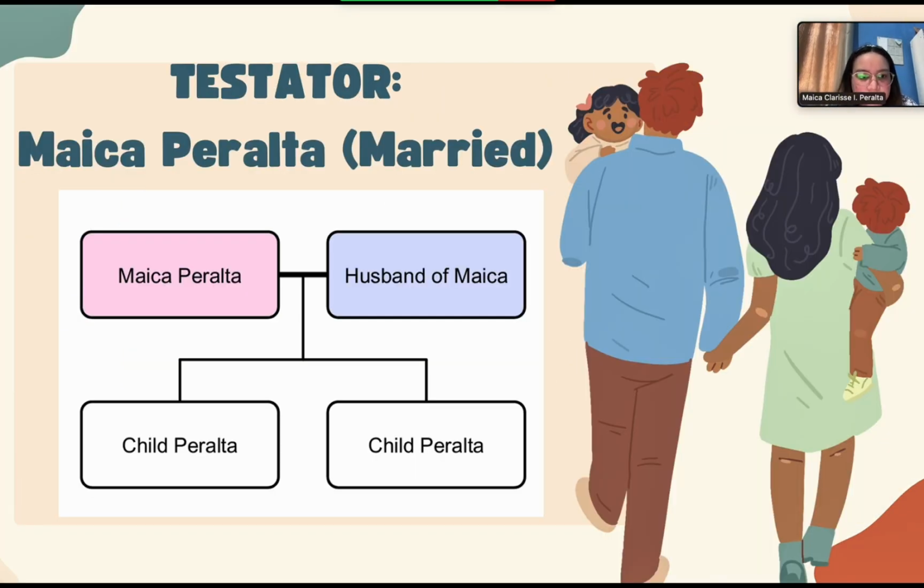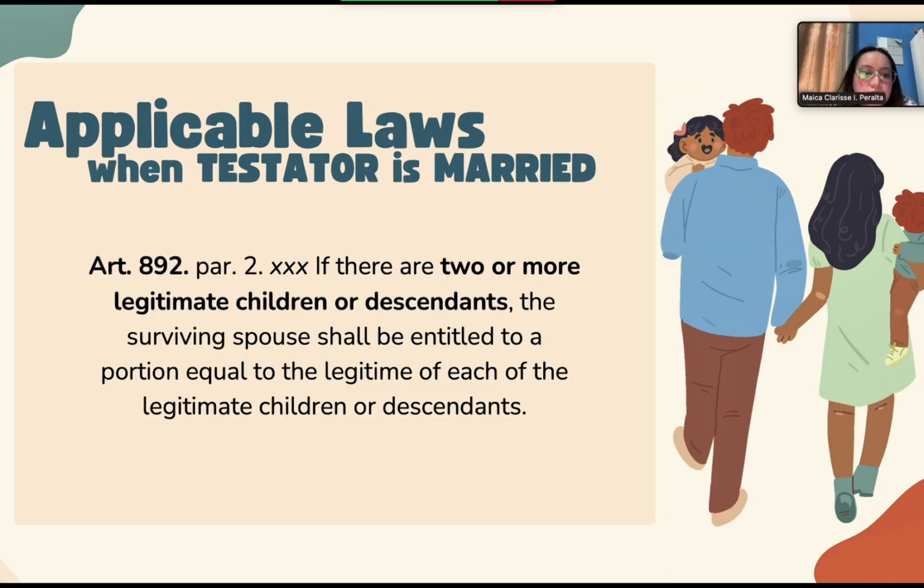If I get married, my compulsory heirs will become my husband and my children. The applicable law if I get married is Article 892, Paragraph 2. If there are two or more legitimate children or descendants, the surviving spouse shall be entitled to a portion equal to the legitime of each of the legitimate children or descendants.